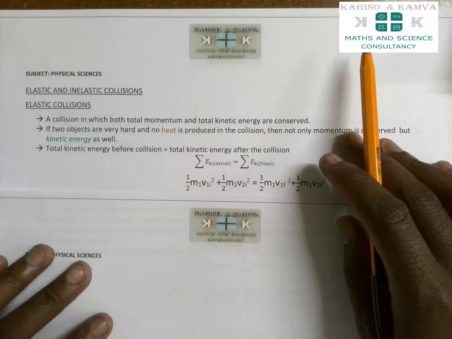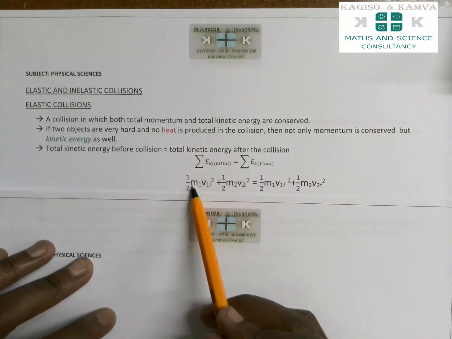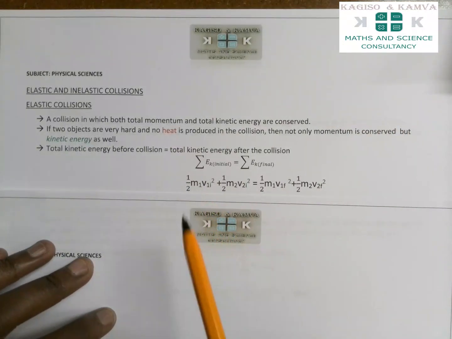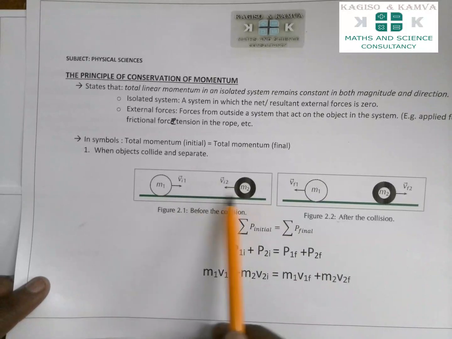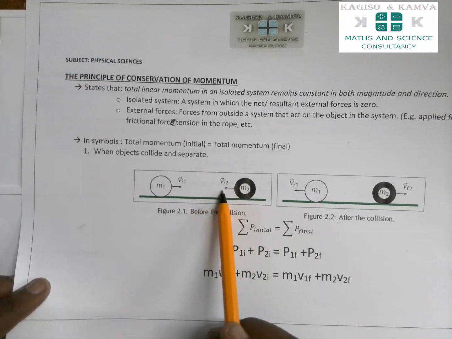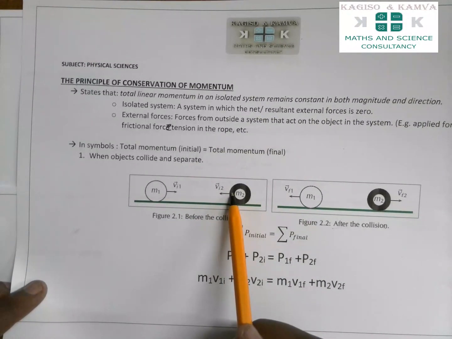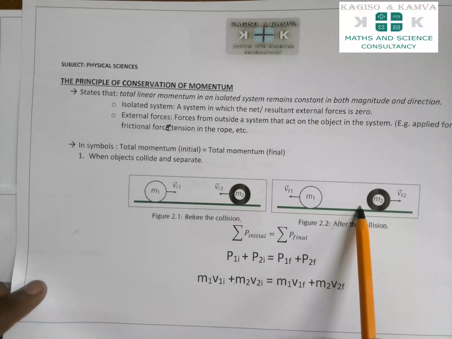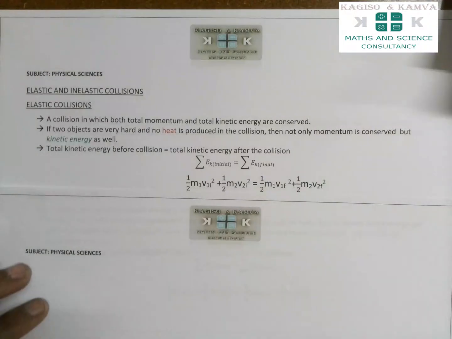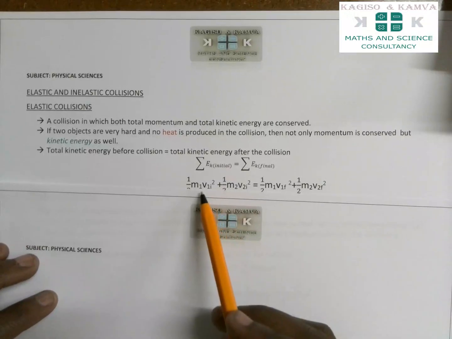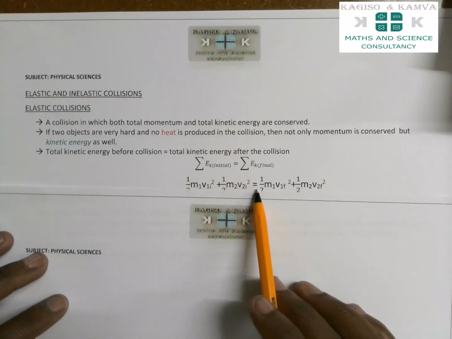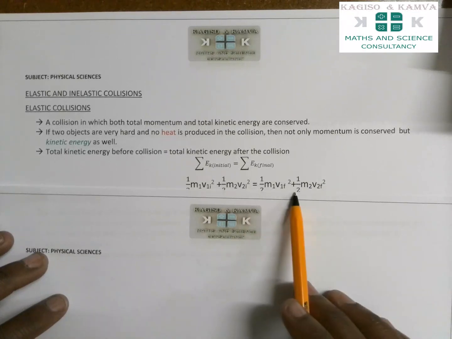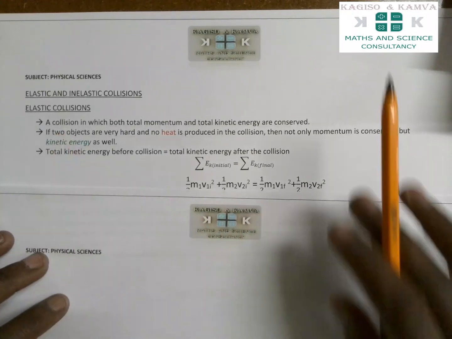The formula for kinetic energy is half mv squared. This will be for a situation like this one. Okay, when the two balls, after collision, they separate. After collision, they separate. Okay, that will be the sum of kinetic energy before is equal to the sum of kinetic energy after. That is elastic collisions.